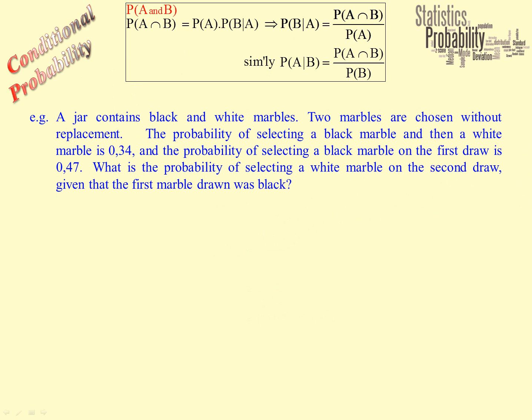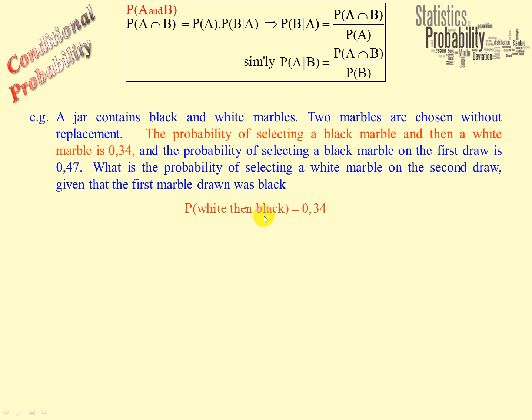Another example: a jar containing black and white marbles. 2 marbles are chosen without replacement. The probability of selecting a black marble and then a white marble is 0.34, so that's probability of black intersection white. The probability of choosing a black marble on the first draw is 0.47, so that's probability of black equals 0.47. What's the probability of selecting a white marble on the second draw given the first marble was black?